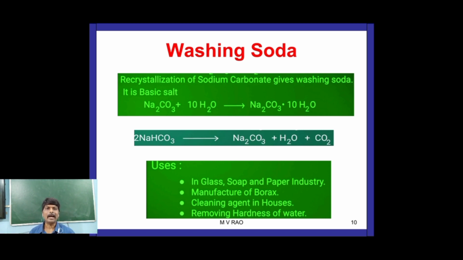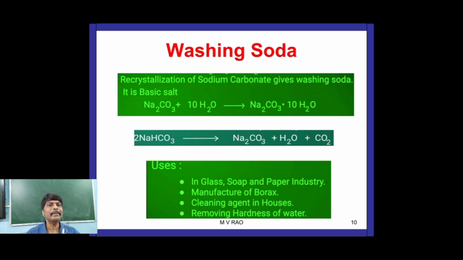Hardness of water. What is hard water? Water which does not give lather immediately with soap is called hard water. Why does it not give lather with soap? It contains some calcium and magnesium salts. Presence of calcium and magnesium salts in water causes hardness. You can find in some areas you apply soap, soap will be consumed but it does not give lather because that water is hard water. To remove that hardness, we are using washing soda.